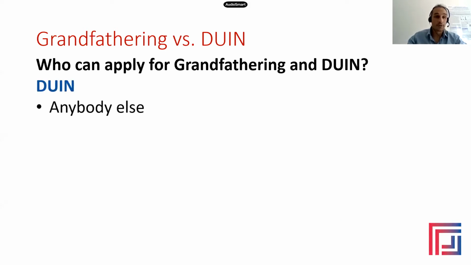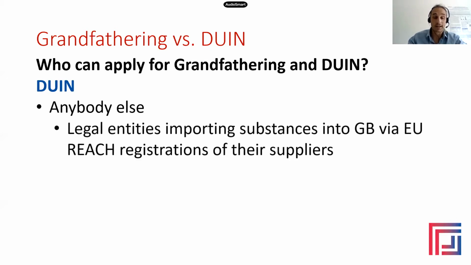For downstream user import notifications, at first sight, the situation is very simple. Eligible can be anybody else who isn't eligible for the grandfathering notification. But then again, there is one precondition and certain other conditions that you need to meet. What I mean by anybody else is GB-based legal entities who are importing substances into Great Britain through existing EU REACH registrations of their suppliers. So if you are buying from an EU-based supplier who has a valid existing EU REACH registration, you can import substances into Great Britain based on their registration.